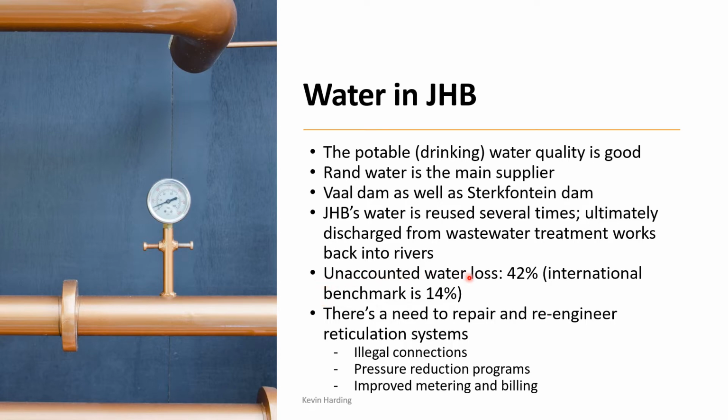So unaccounted water loss in South Africa is as high as 42%, whereas the international benchmark is typically down to 14%. So that is from water that is broken pipes leaking into the roads, as well as sometimes other unaccounted for losses. This can come through, as I said, broken pipes and things like that, but also illegal connections and other items that you might be able to think of yourselves.